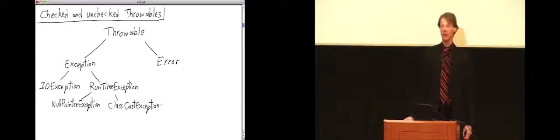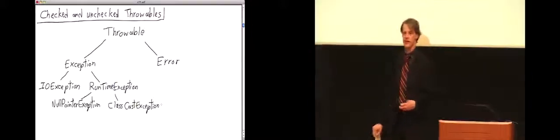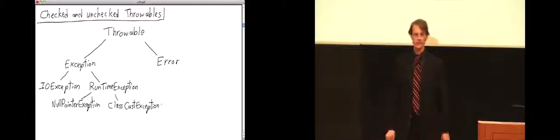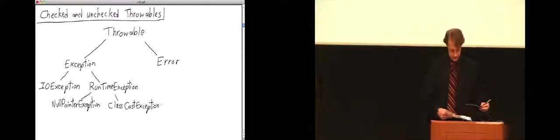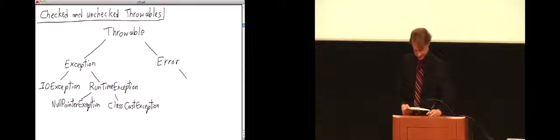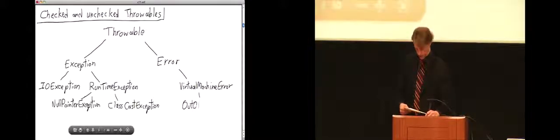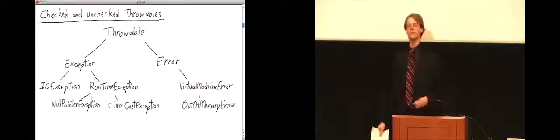Error, on the other hand, mostly is made up of things where something really bad happens to the Java compiler that's so critically bad that you probably don't want to catch it. So, for instance, one subclass of error is virtual machine error, which means the virtual machine cannot continue to run for some reason. And a classic example of why that would happen is if it just runs out of memory. And so there's an out-of-memory error for that purpose.